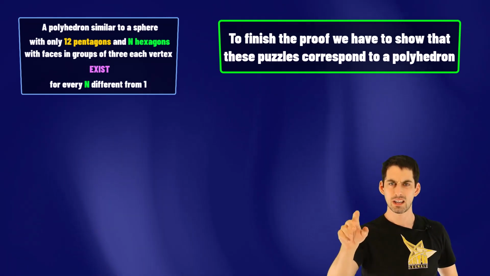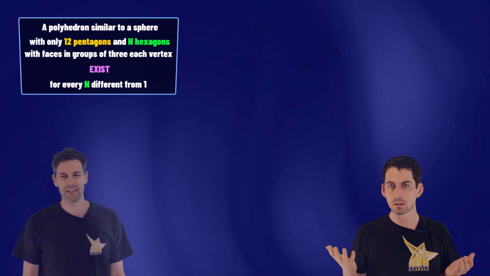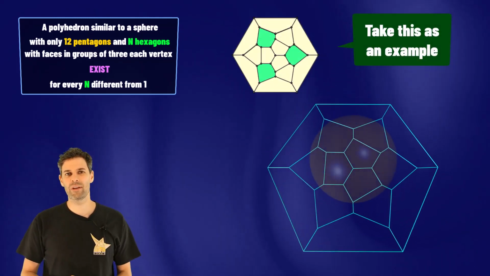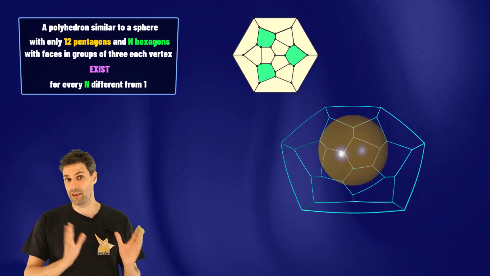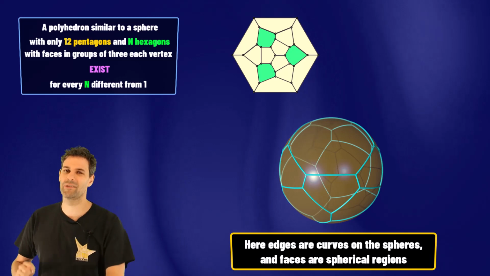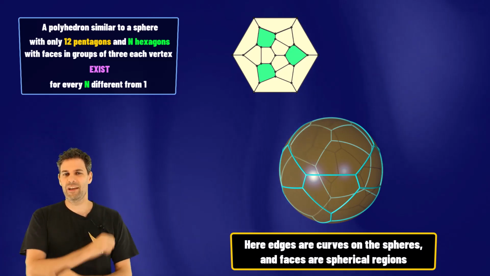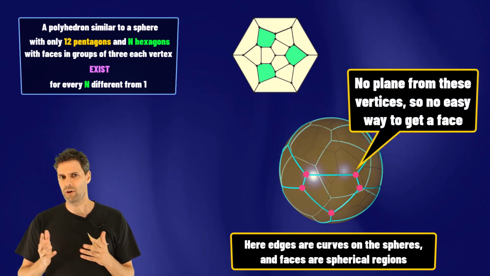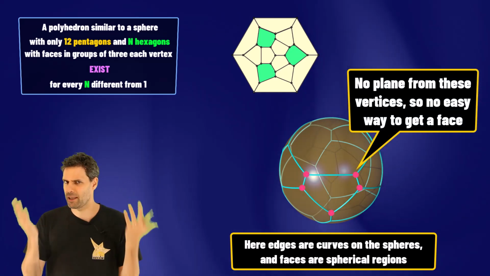Wait a second, isn't this what we just did? Not exactly. Up to now we have constructed the graph of the polyhedron on the sphere. But we want the good old polyhedron with flat faces. And as you can notice, for instance, these 5 points may not lie on the same plane.